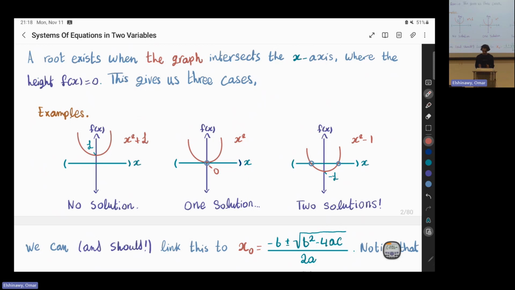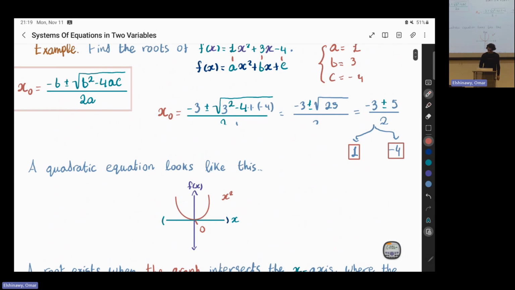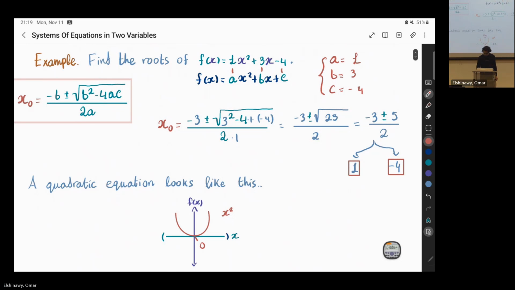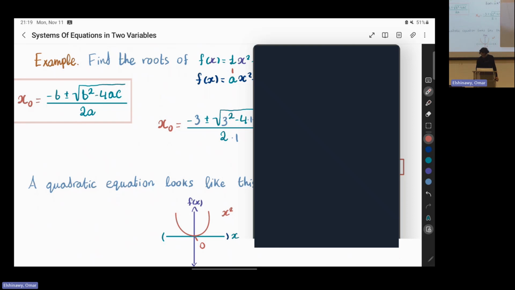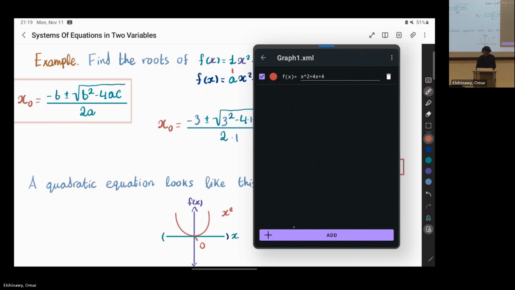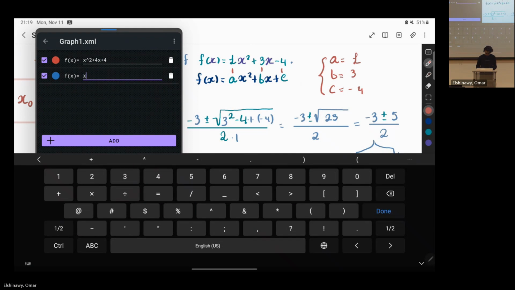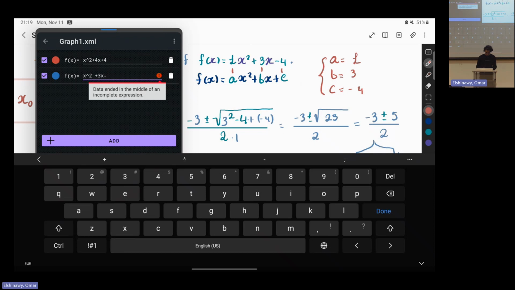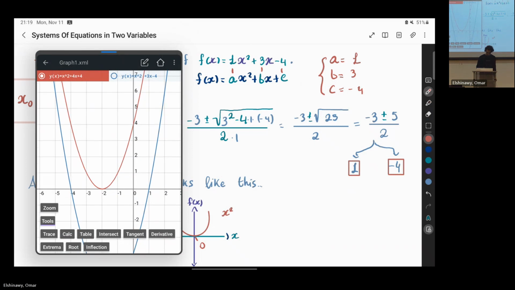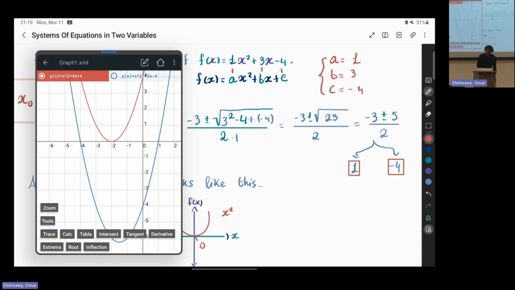And you could also have the case where the U branches twice, if you just move it 1 step downwards. So you get 2 solutions. Here we have 2 solutions. Let me even show this to you if you're not convinced. We have x squared plus 3x minus 4. So it intersects twice, precisely at the 2 points we just found.